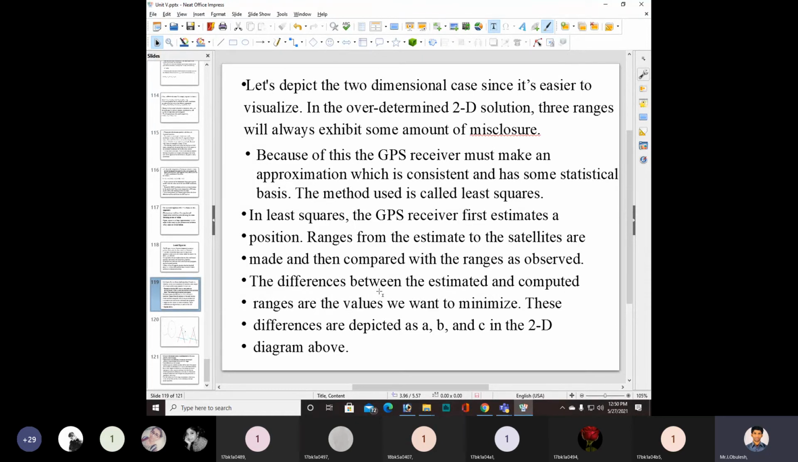Because of this, the GPS receiver must make an approximation which is consistent and has some statistical basis. The method used is called least squares.